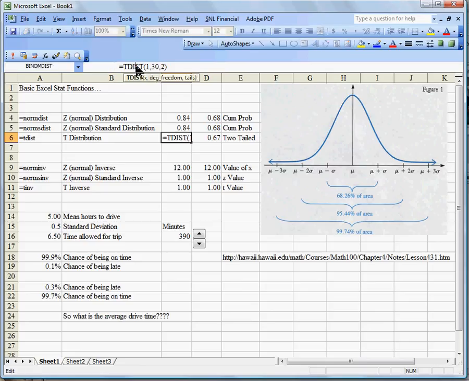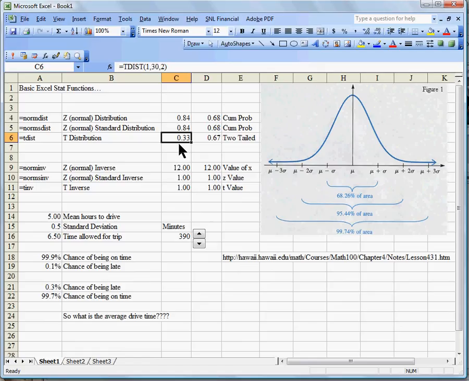The t-distribution asks us for the x, which is going to be our number of standard deviations, and our degrees of freedom, which in a univariate case is going to be our sample size minus 1. So how big would our sample size be here? 31. That's why we have a degrees of freedom here of 30. And the number of tails. In this case, our tails are going to be out here and out here.